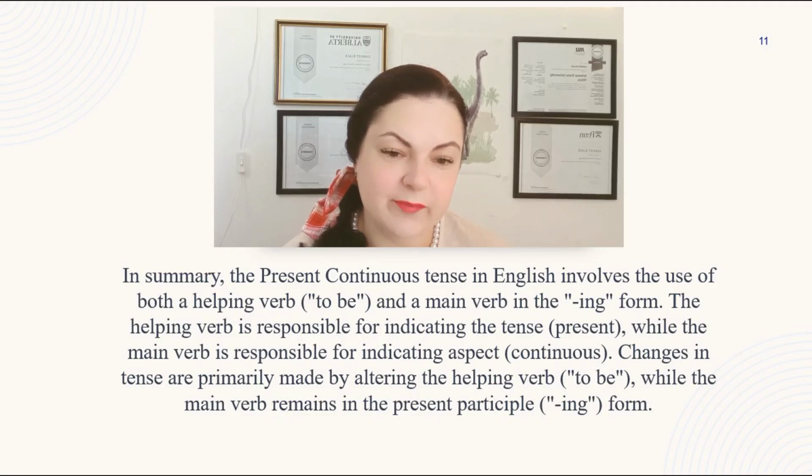In summary, the present continuous tense in English involves the use of both a helping verb to be and a main verb in the ing form.